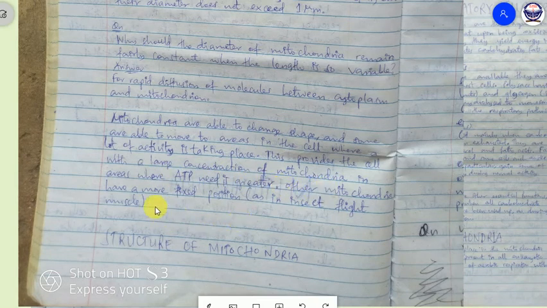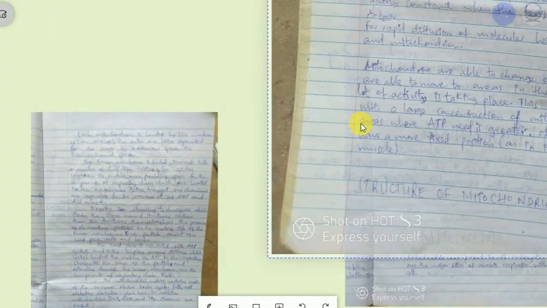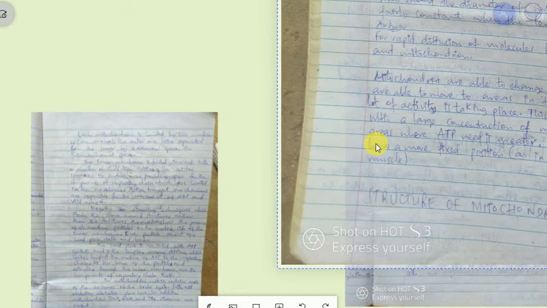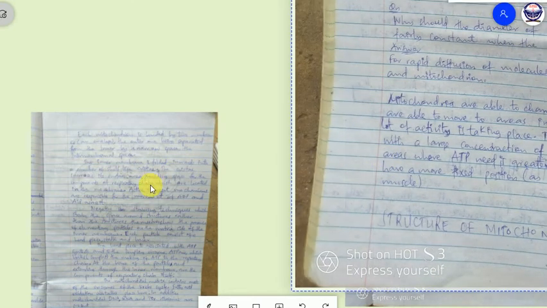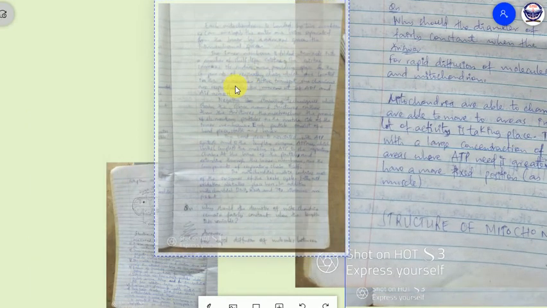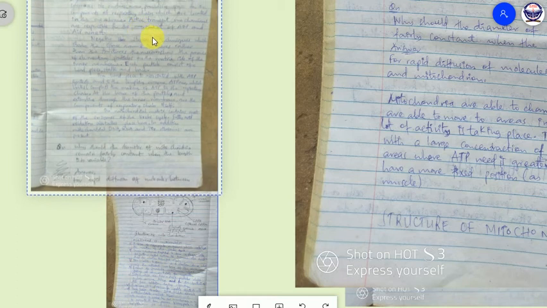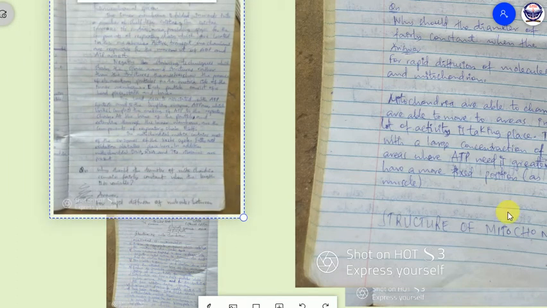Other mitochondria have a more fixed position, as in the insect flight muscle. So some of the mitochondria have a fixed position, while others can move from one place to another. Now let's move on to see the structure of mitochondria.